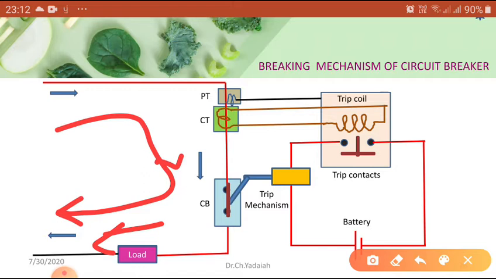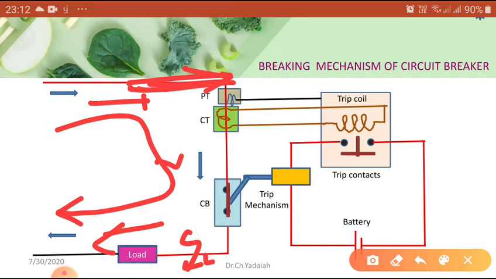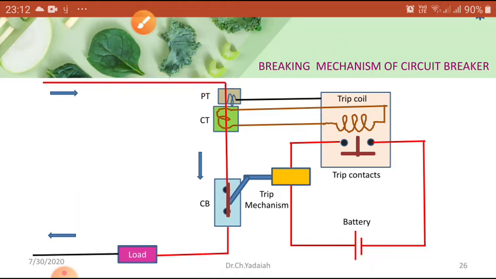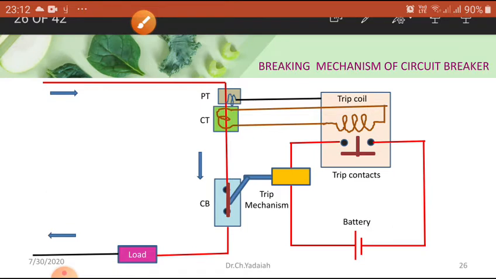When I create a fault here, a fault current flows. When a fault occurs in the system, the contacts of the breaker move apart. As we have seen, the moving contact goes in this direction and the fixed contact in that direction, and an arc is struck between the contacts. Now there is an arc coming in between them.